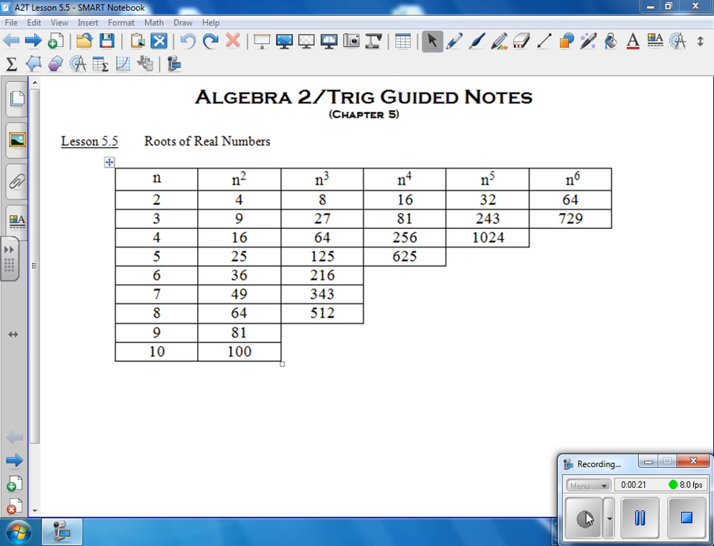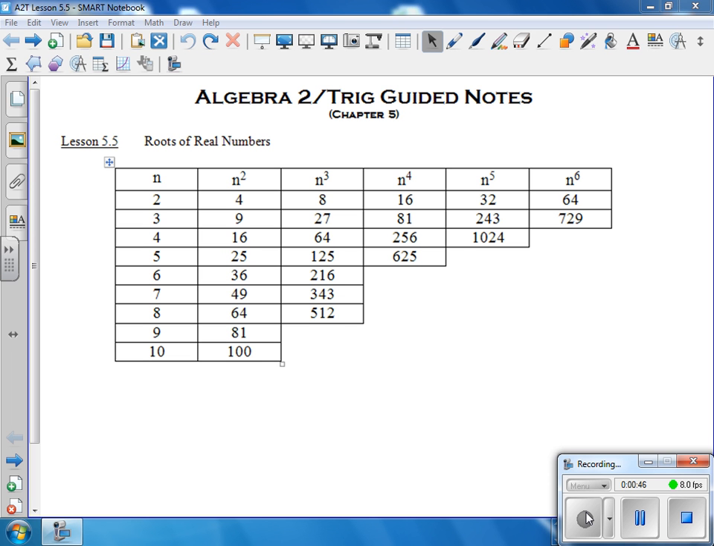Now the first thing we're going to look at is a table here with some powers on it. This will be on a help sheet that will be given to you, but we're going to look at perfect squares, perfect cubes, perfect powers of 4, perfect powers of 5, and a couple of perfect powers of 6. These will be used in the next few lessons to help you simplify radicals.